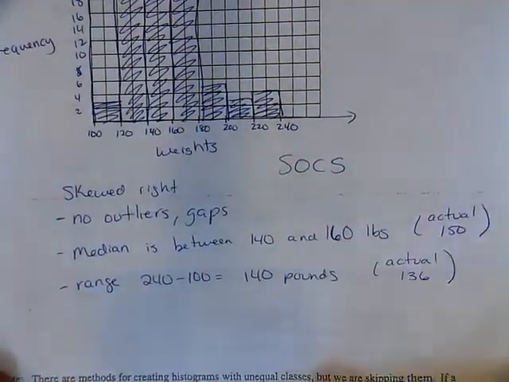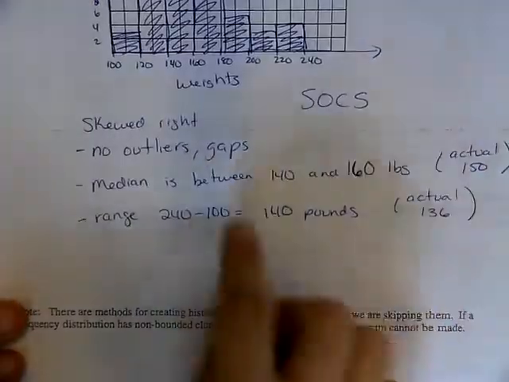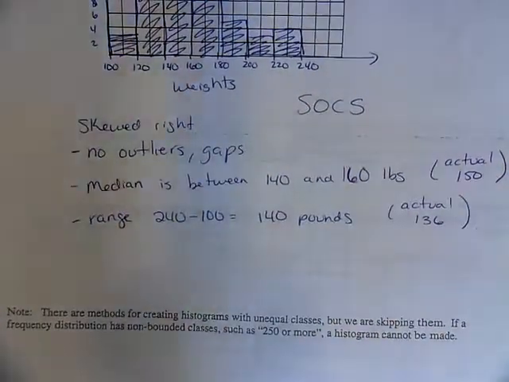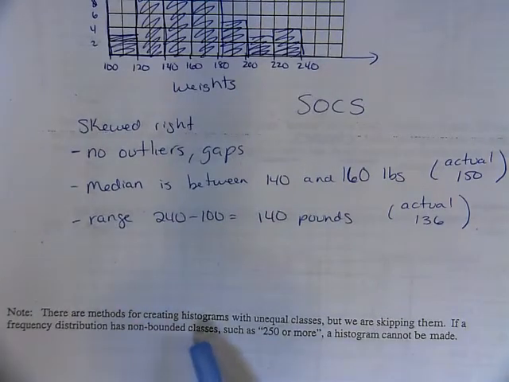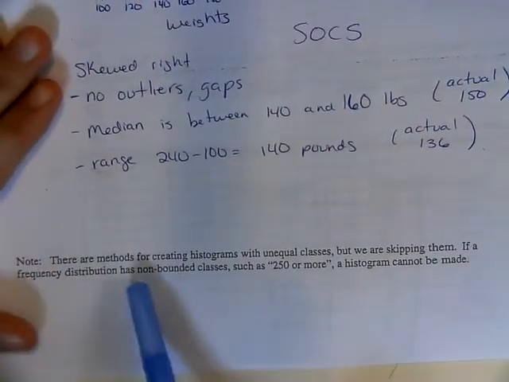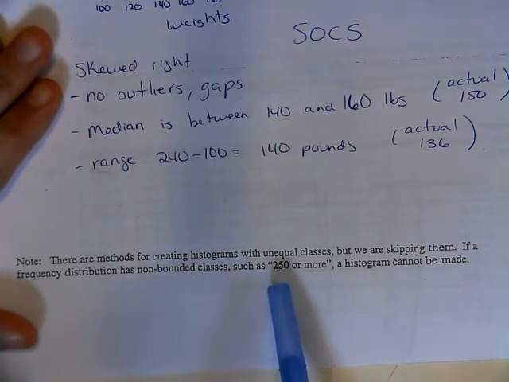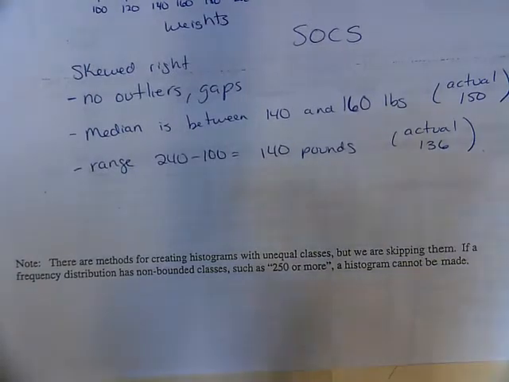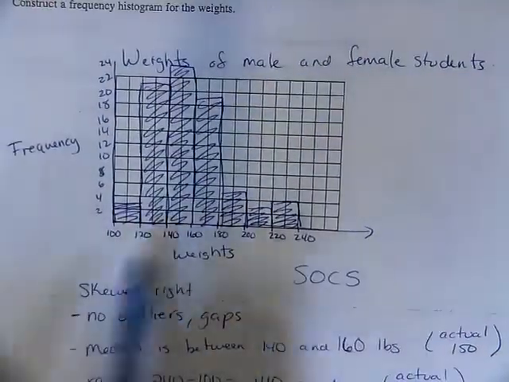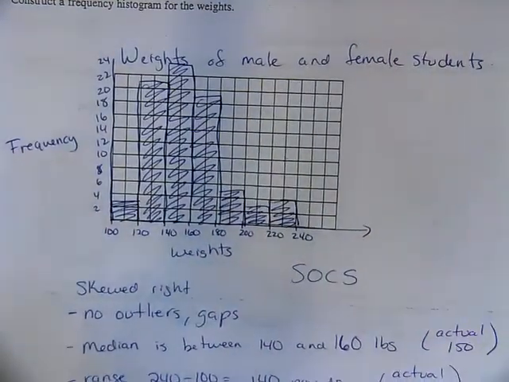So the biggest thing that histograms tell you is the shape. Everything else, because you lose the actual data, you're just estimating. There are methods for creating histograms with unequal classes, but we skip them. If a frequency distribution has a non-bounded class, such as 250 or more, we don't make one. So we skip that. That's a different stats class. So that tells you about histograms with classes.